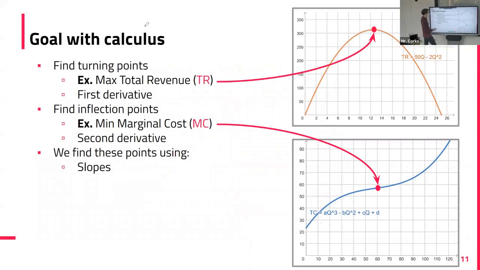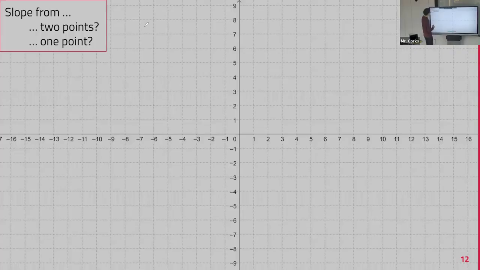Just to remind you, we're doing all of this for our total revenue curves. This will help us find the exact top point. And for these total cost curves, it will help us find this minimum average cost, minimum marginal cost here. So we'll get back to that in a little bit.